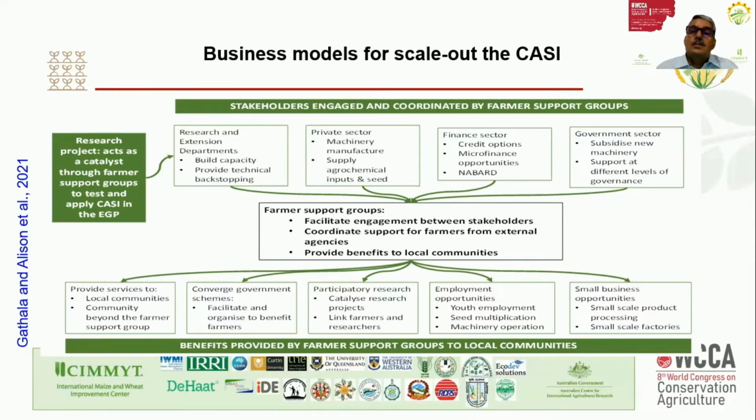These groups and solution providers provided single window services to the communities for mechanized options, seed, chemicals, agro-advisory and so on. The convergence of government schemes was facilitated and organized for the benefit, and it was implemented through these farmers groups. Participatory research helps to catalyze the research project and link farmers and researchers. Youth employment was created and generated through providing machinery services as well as seed multiplication, and small business support like small scale projects, processing, small scale factories and so on.